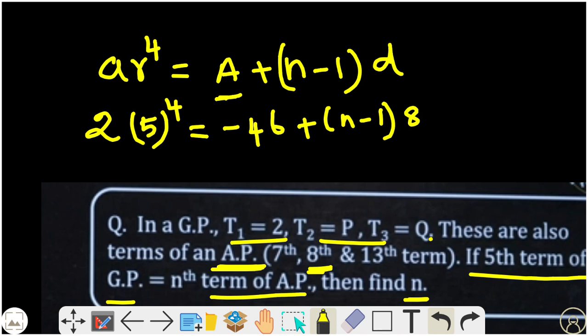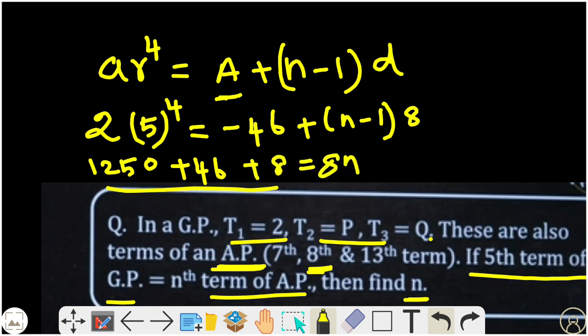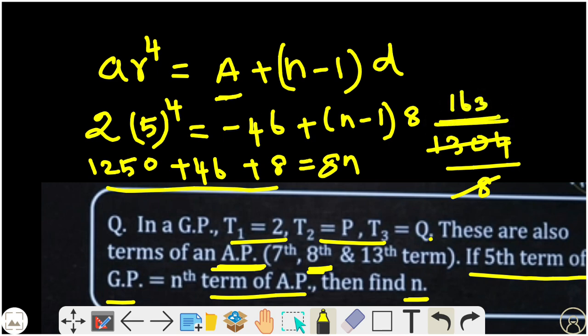If you solve all those things, this will become 1250, and then 46 plus 46, and then minus 8 plus 8, which is equal to 8n. So this is the addition of 1304 divided by 8, which cancels together, and you will get 163. So n is 163. The value is 163. That is the value of n.